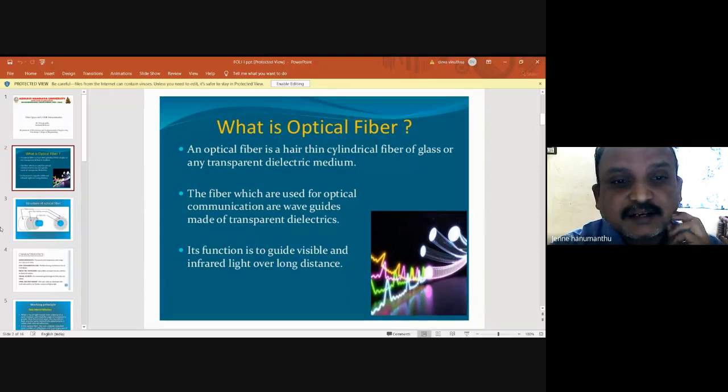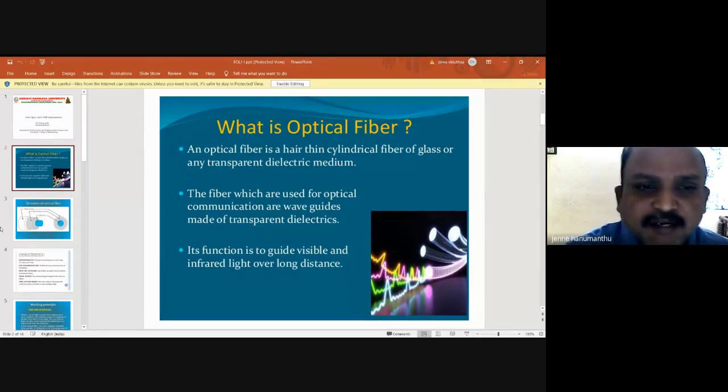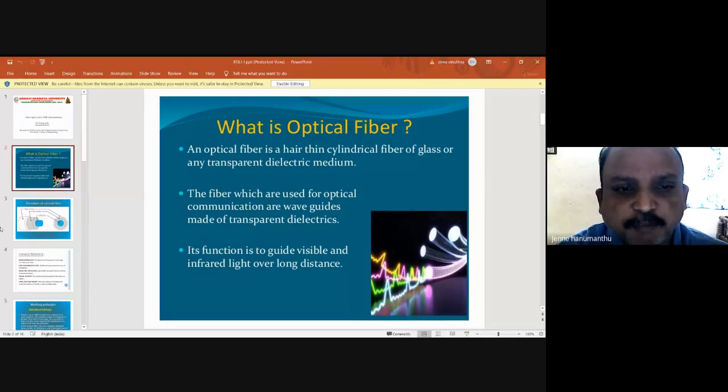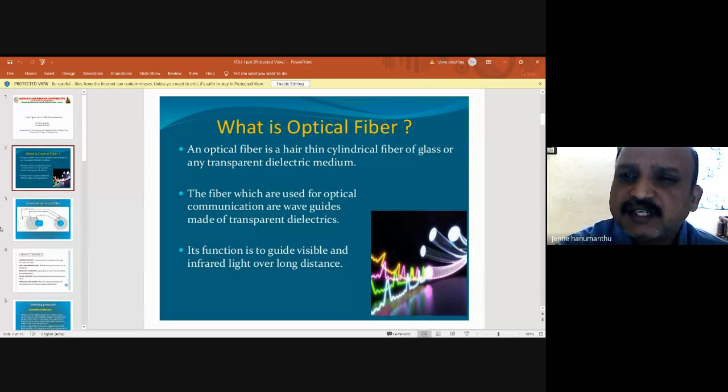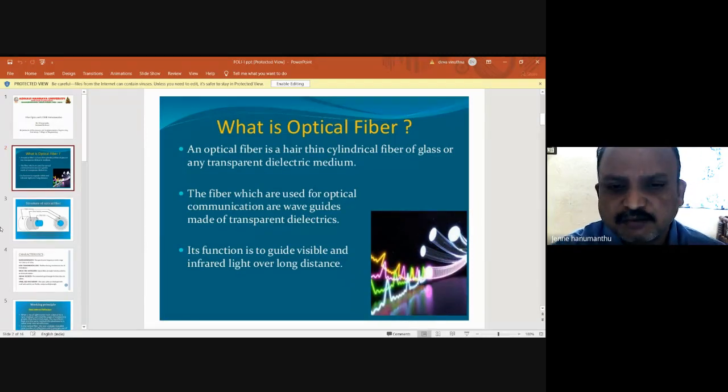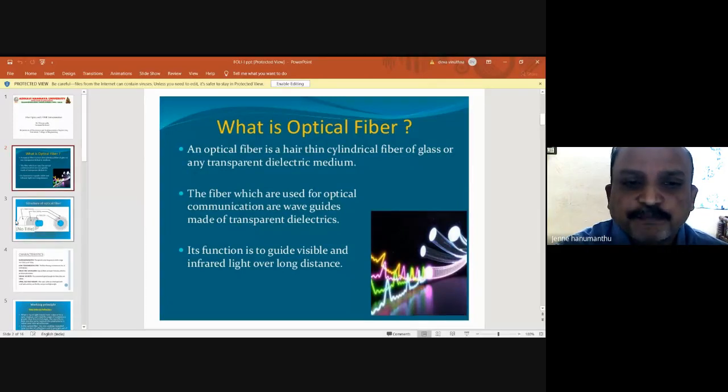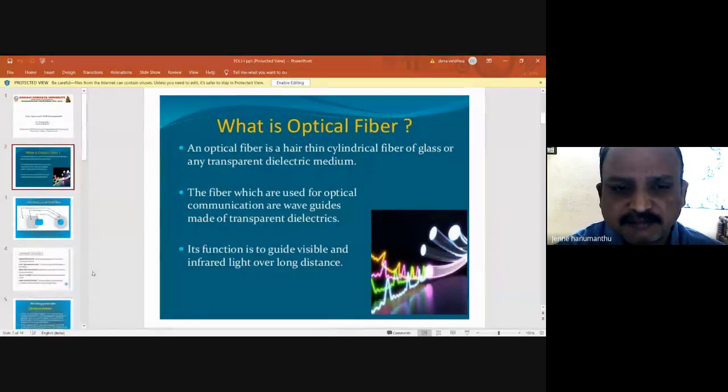This optical fiber may be useful for communication purposes in electronics and communication engineering. The specialty of this fiber is that it guides visible and infrared light over long distances. Today we are enjoying phone calls and other things with the help of optical fiber communication. These are all done with optical fiber cables, right?